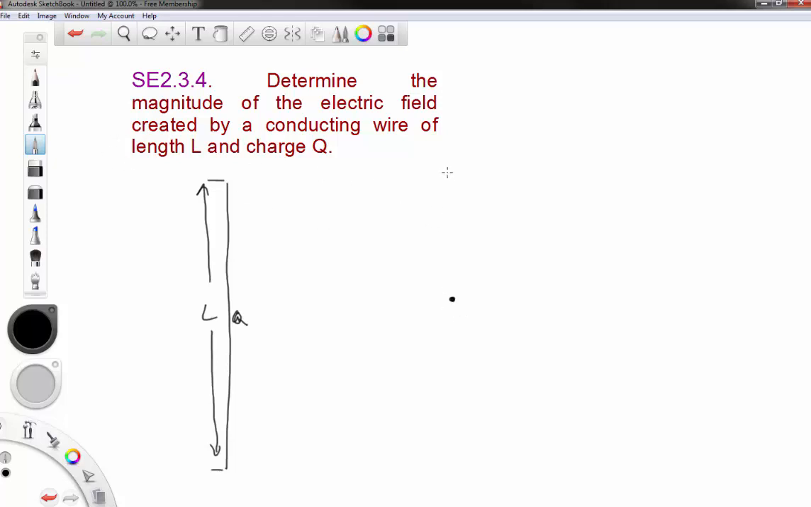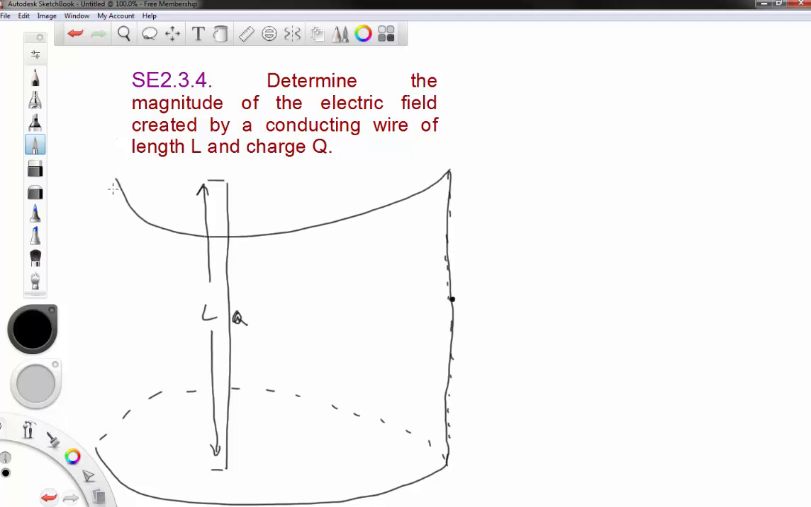Well, the way to do that is that we want to create for ourselves a Gaussian surface, and that Gaussian surface should have this point on it. And that Gaussian surface, I'm going to choose to be a cylinder. So this is the best I can do for drawing a cylinder. And here is the top of the cylinder. Sorry, it's not the straightest cylinder in the world.